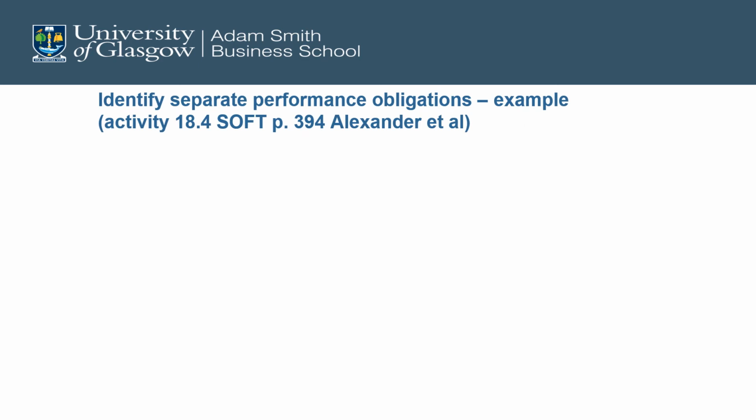Before you continue with these slides, I would like you to pause the video and look at your textbook. Find Activity 18.4 on a software company, read the example, and try to apply the steps that we have just explained to find if there is a contract and to identify how many POs there are.